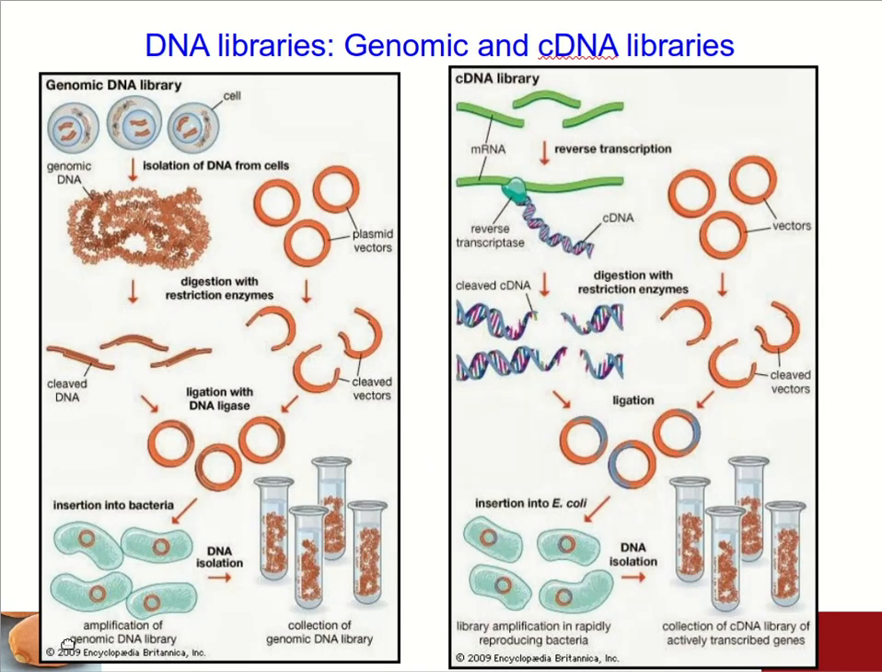Libraries are populations of cells, usually E. coli, each carrying a different piece of DNA from a particular source organism. There are two kinds of DNA libraries, genomic and cDNA libraries.